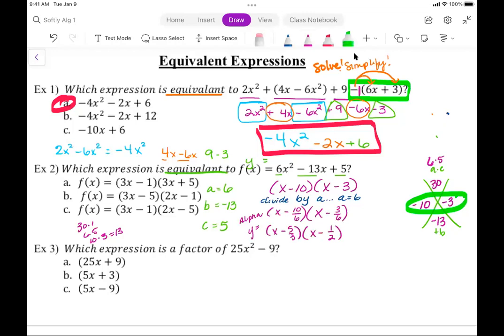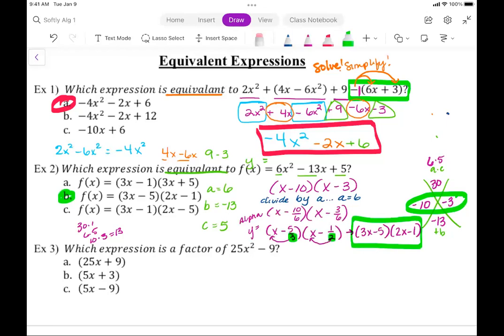I need to remember the last step is I don't like fractions, so I need to move these to the front. And that becomes 3x minus 5 and 2x minus 1. This is my answer choice that I need to be looking for. And when I look, I see that it would be B.